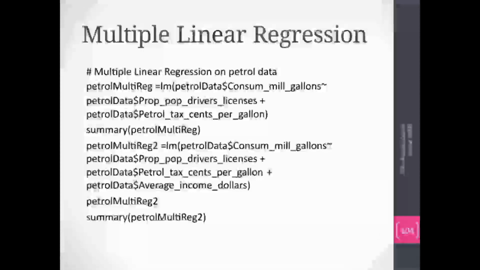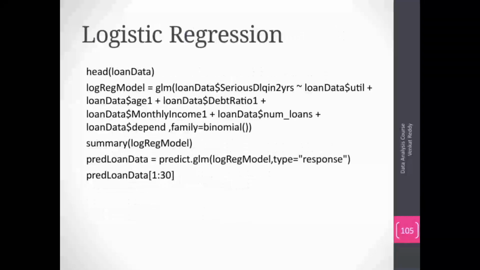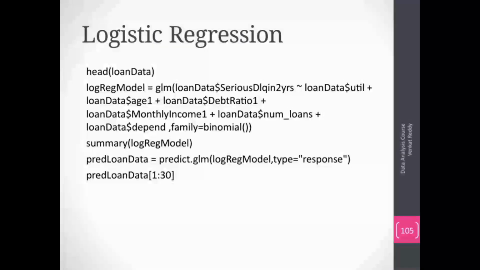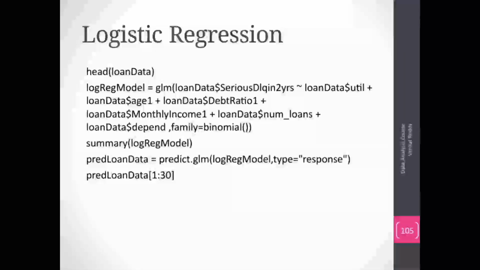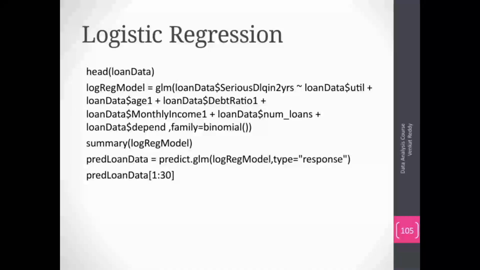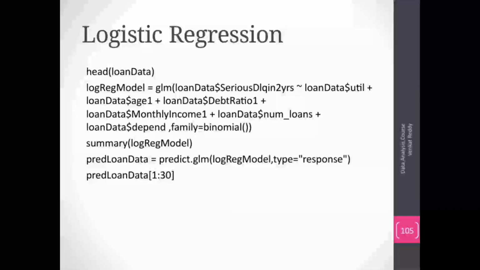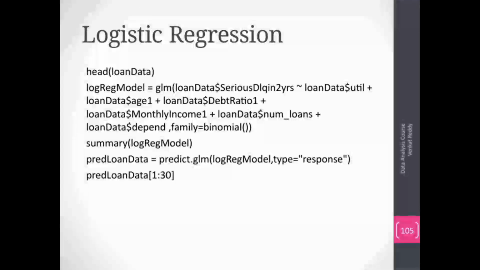Finally, we generate predicted probabilities for each observation using predict, GLM, with type equals response. This gives us the estimated likelihood that each individual will experience serious delinquency. These predicted values are essential for assessing risk and making informed lending decisions. Overall, this process illustrates how logistic regression helps us understand and quantify the factors that influence loan default risk.